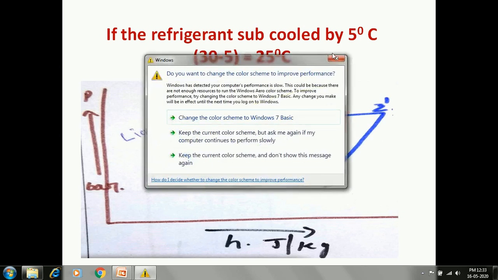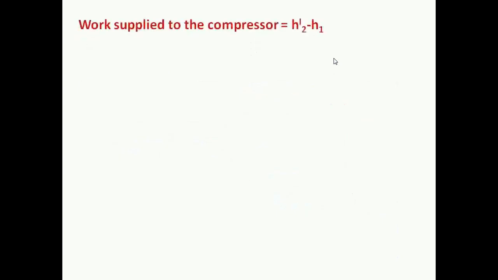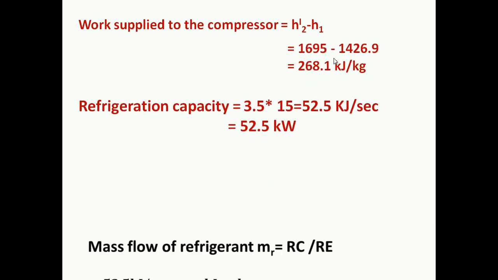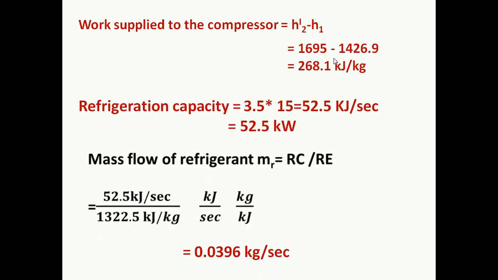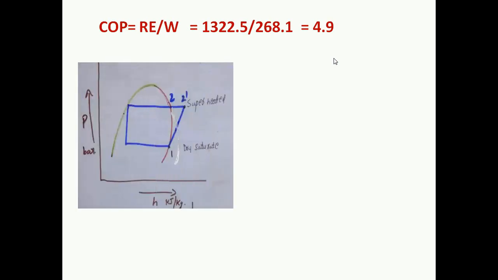Therefore, your work supplied will be H2 minus H1 dash. Then the refrigeration capacity you come to know. Compared to the earlier case, the mass flow rate of the refrigerant reduces. When the mass flow rate of the refrigerant reduces, automatically the work consumed by the compressor will reduce. Then your COP will increase. So COP is increasing, from 4.1 earlier to 4.9 now.